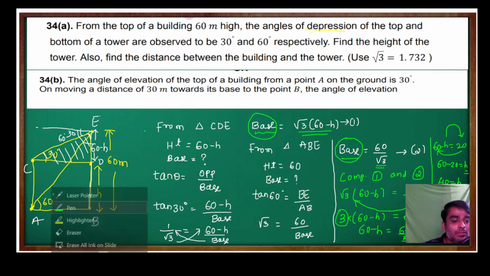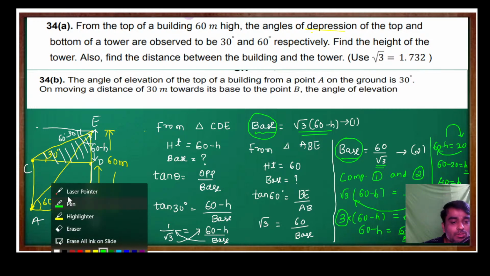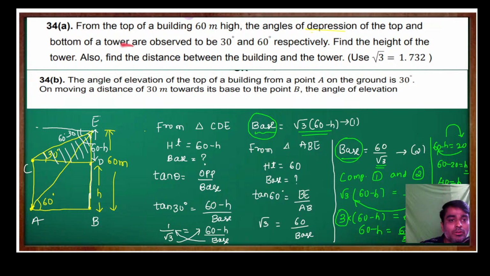Height we got. Next we need to find this. There is one more part. Also find the distance between the building and tower. Use root 3 as 1.732. Okay, that we'll see. Find the distance between the building and tower. So this AB we have to find out. This distance. What is AB?